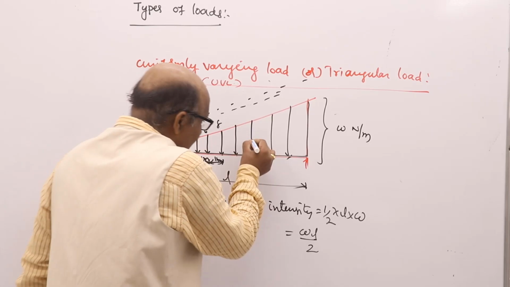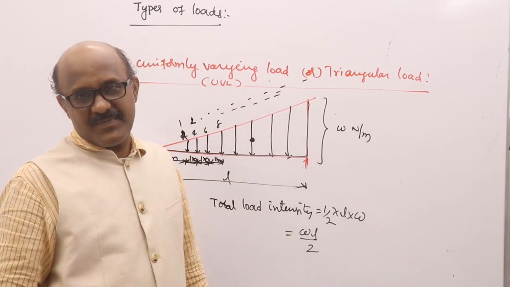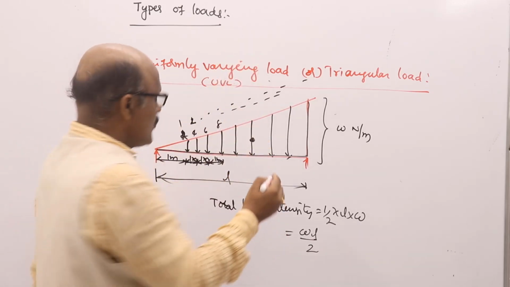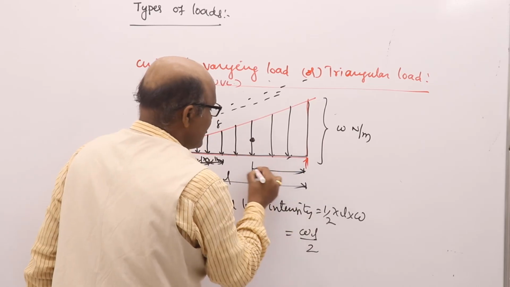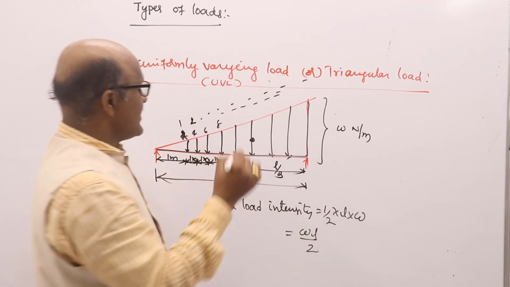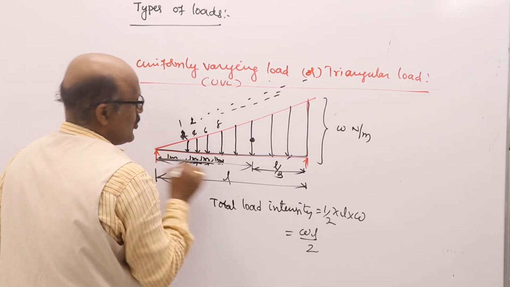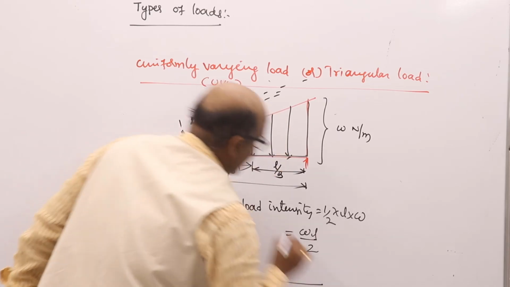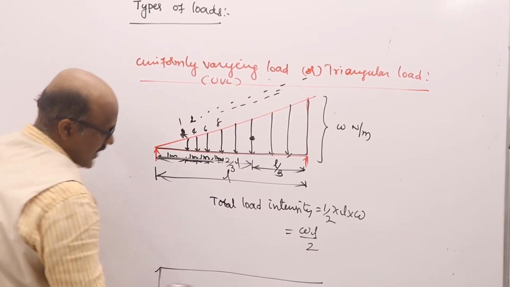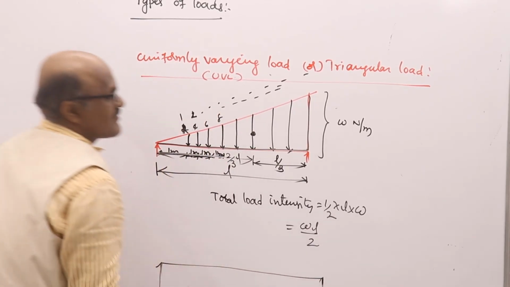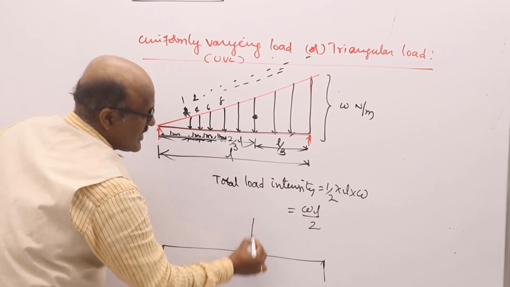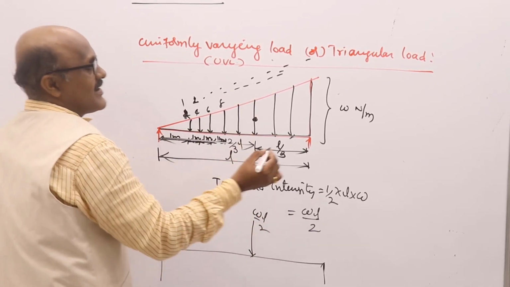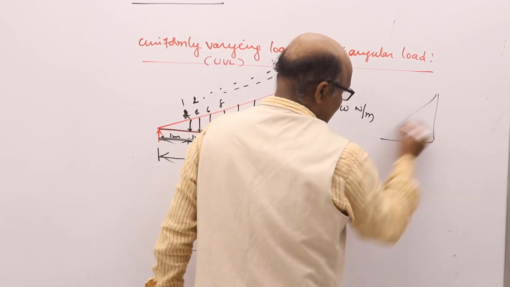Where is it acting? It acts at the center of gravity point, and here also the load is acting perpendicular to the length, so we must consider that. From here to reach L by 3 distance, from here to reach 2/3 of L. So now I am converting this UVL into a point load. All of you see, my dear students. This total load intensity is WL by 2, but it is acting at the center of gravity of a triangle. Where is the center of gravity?